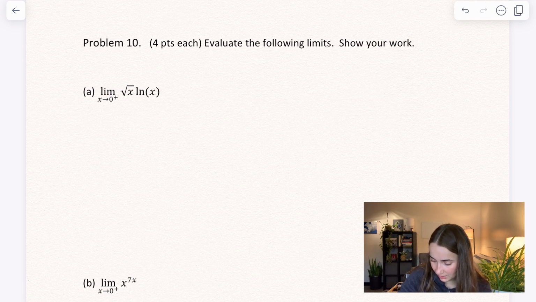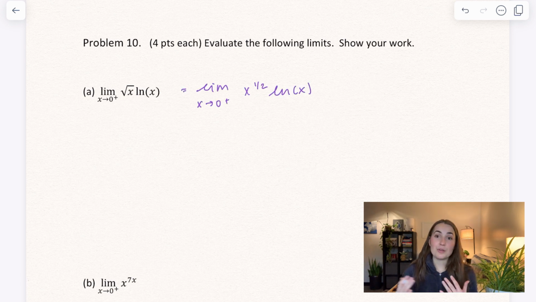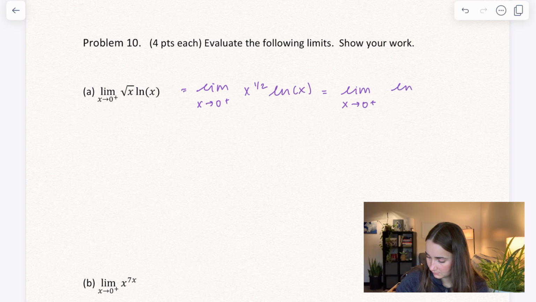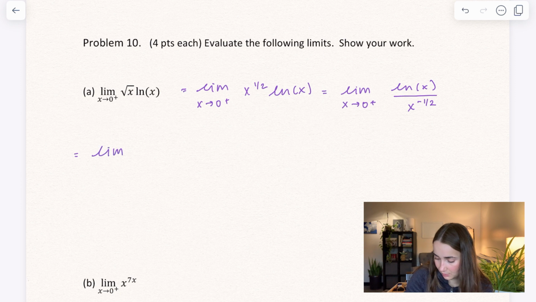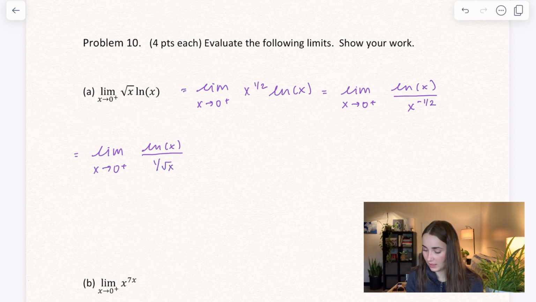And I'm going to show you a trick here. I'm going to rewrite this. We can move one of these to the denominator, and we do so by making the exponent negative. And so now what I'm going to go ahead and do is rewrite that. So we get the limit as x approaches 0 from the right side, natural log of x in the numerator, and 1 over the square root of x, or to the power of 1/2, whichever you like.